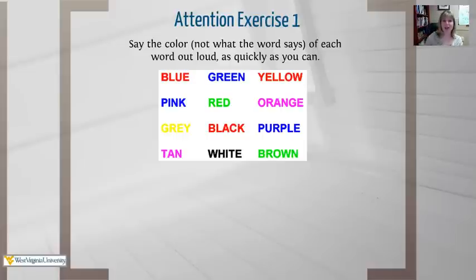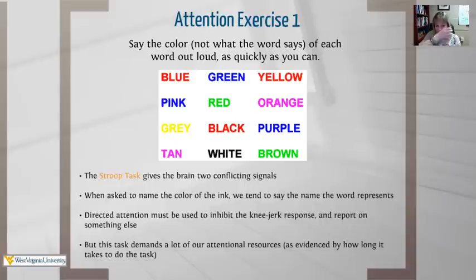Okay. If you found that difficult, you're not stupid. It's quite normal, actually. This is a pretty difficult task. But the reason it's an interesting study of attention capacity is because your brain's getting two conflicting signals here. When you're asked to name the color of the ink, you probably tended to say the name that the word represents. It's easier, right?